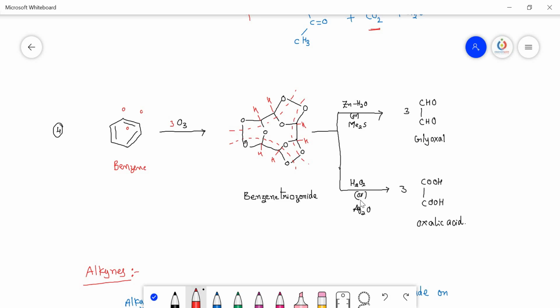But the same glyoxal will be formed even in the oxidative ozonolysis. But hydrogen peroxide will oxidize this CHO group to COOH. Hence, we get the oxalic acid molecule in the case of the benzene molecule.